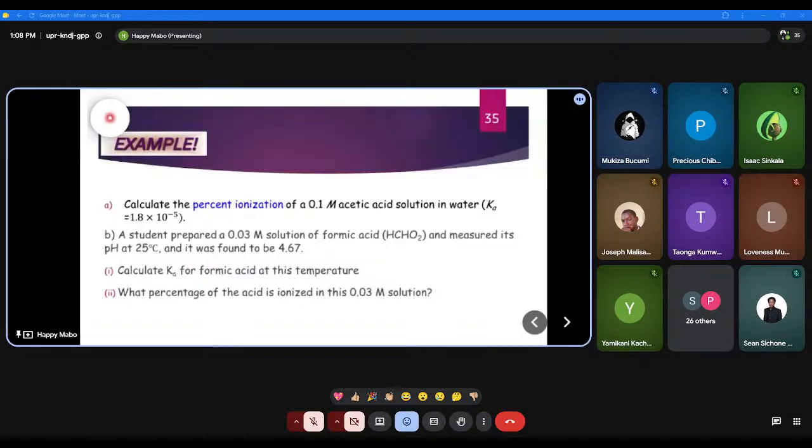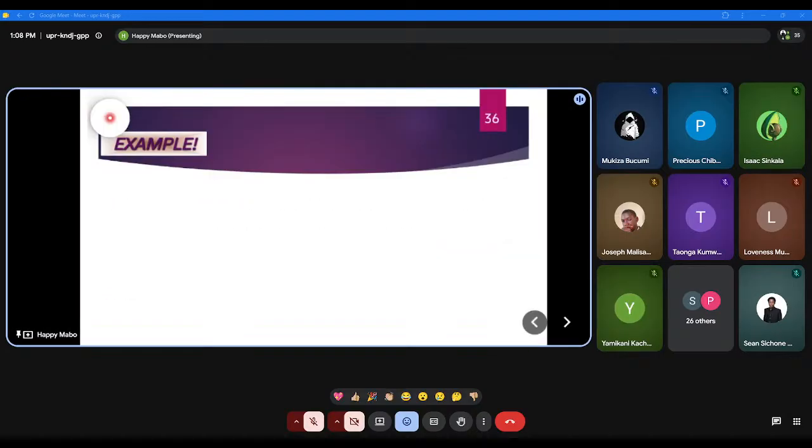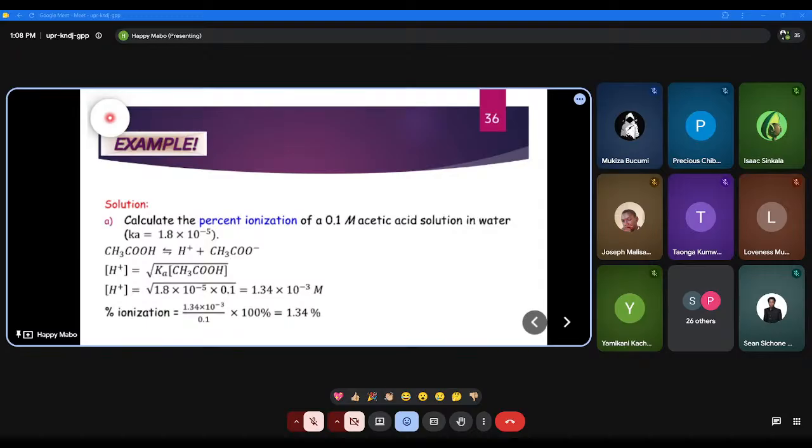Together, what percentage of the acid ionized in this 0.03 molar solution? To try and answer this question, we recall that, like I have always emphasized to you, we have to know the formulas of most of these compounds, especially organic acids. We could give you a name such as octanoic acid or decanoic acid. We have to know what the formulas for these acids are supposed to be and what their ionization equations are supposed to be.